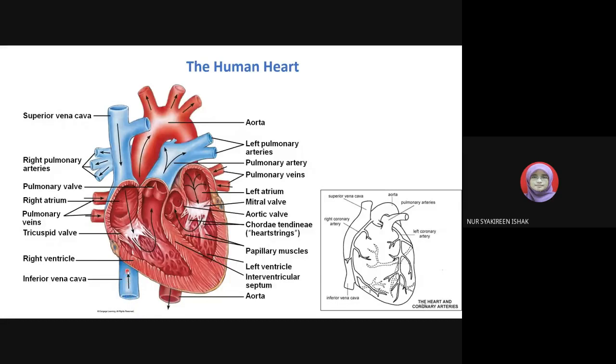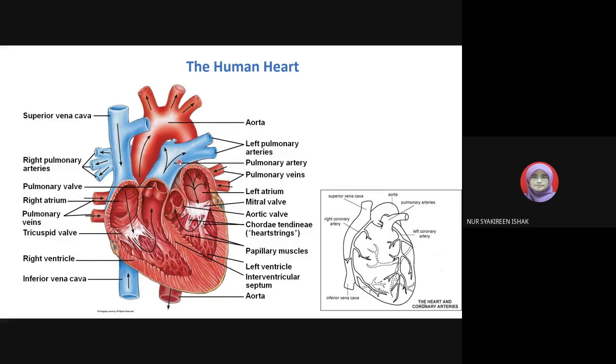So inferior vena cava here, okay, so inferior vena cava is to bring oxygen poor blood coming from the systemic circuit, enters into the right atrium. Okay, so the right atrium, balik semula macam tadi kan, to the right ventricle, to the pulmonary arteries.